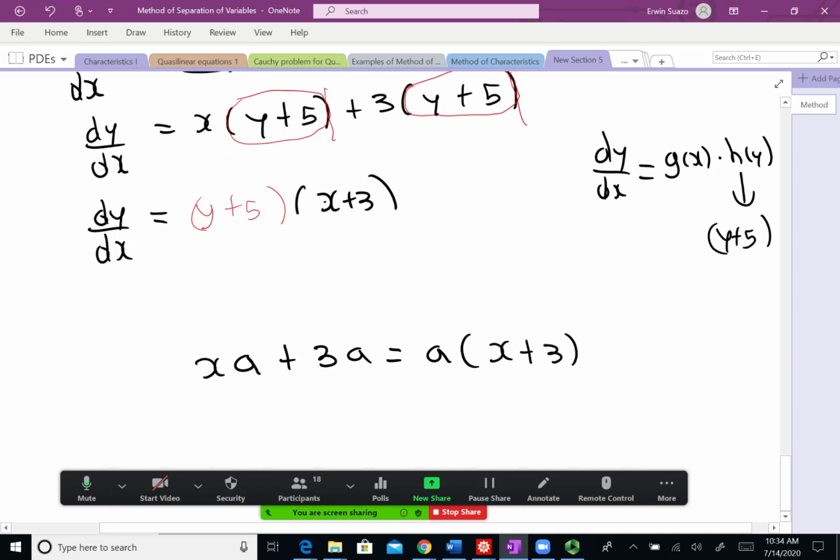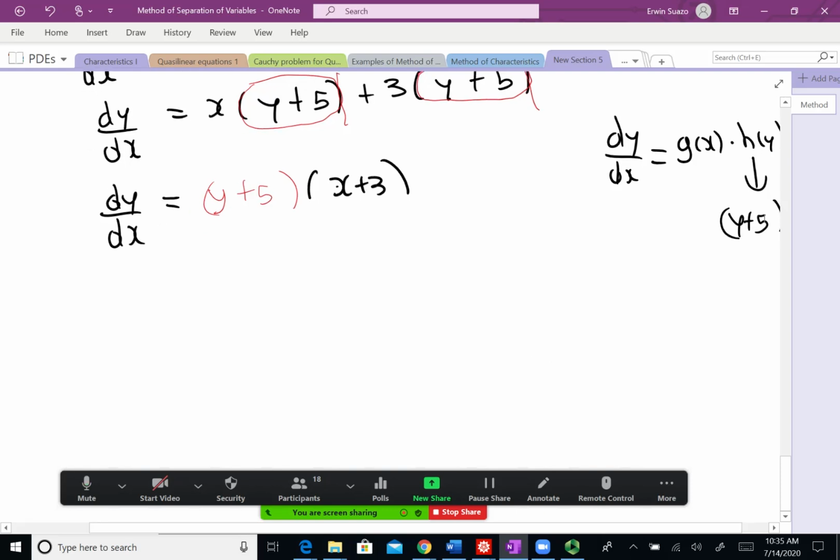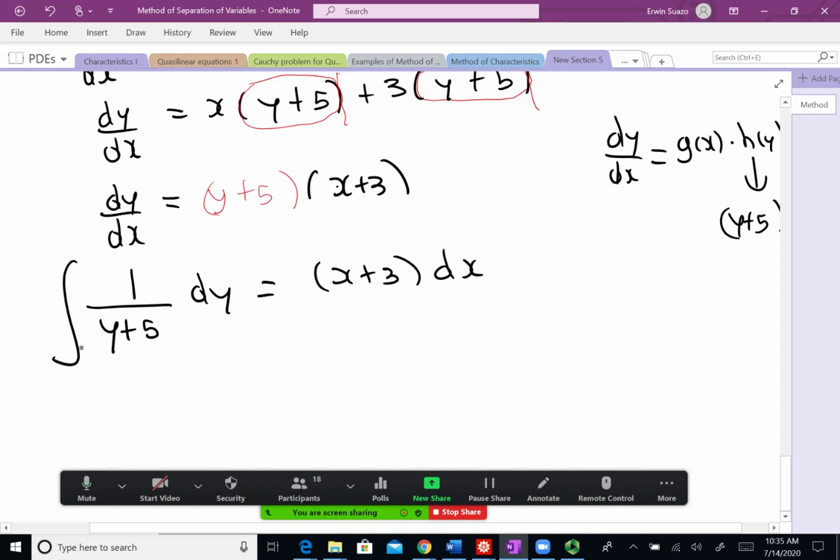So now I do separation of variables and that will be easy. So sometimes you have to do something about this to make it separation of variables. So what will be the next? Yeah, so 1 over y plus 5 dy equals x plus 3 dx. Now integrate.